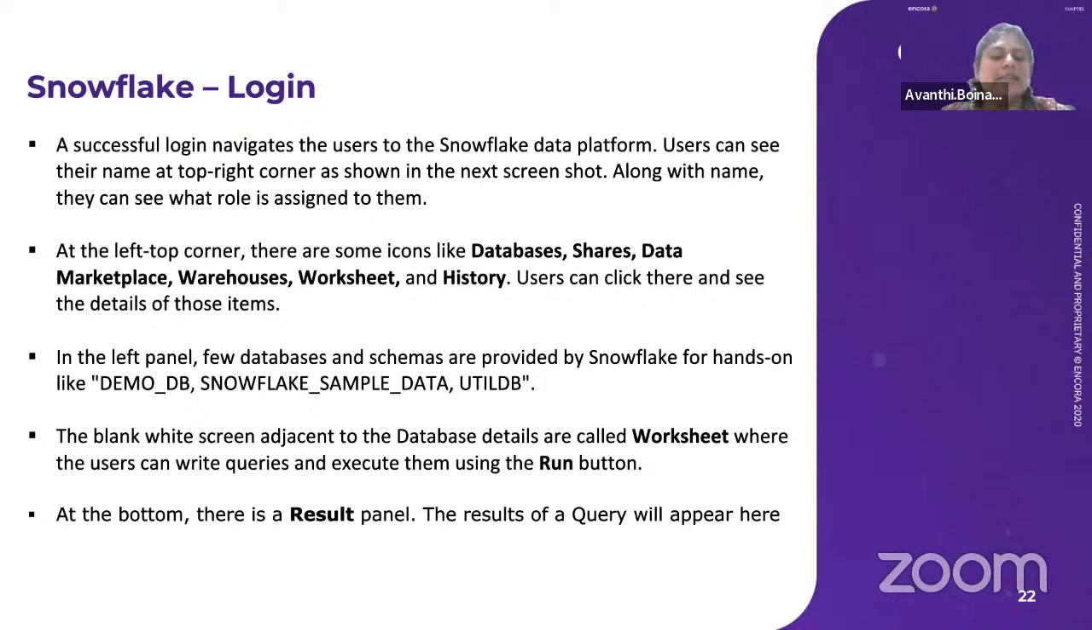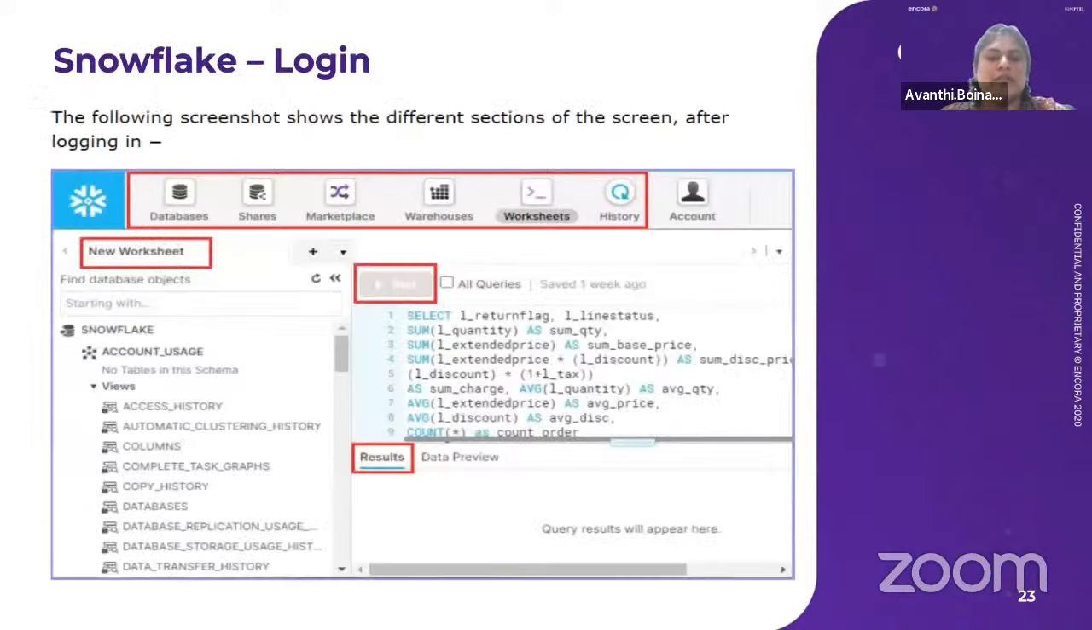In the left panel, a few sample databases and schemas are provided by Snowflake for hands-on demos. The blank white screen adjacent to the database details is called a worksheet. At the bottom, there is a results panel. This is how it looks. Under Account, it will show the logged in name. For example, I have logged into the account, so it shows my name as Avanti. Whatever name I provide, it will show there.